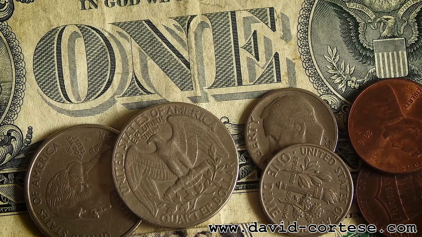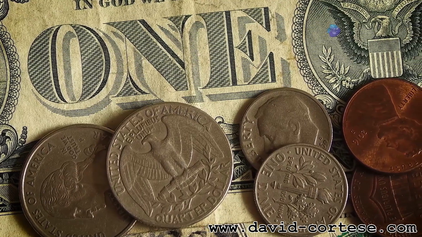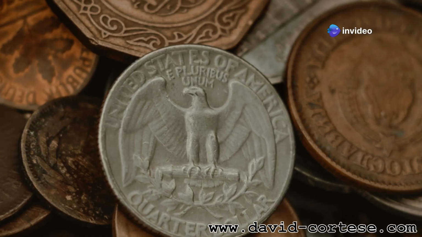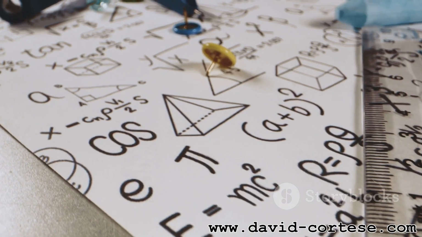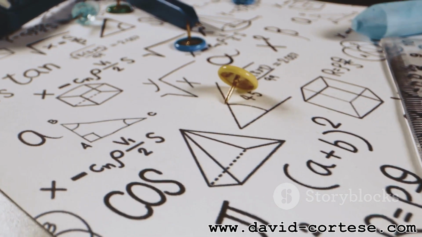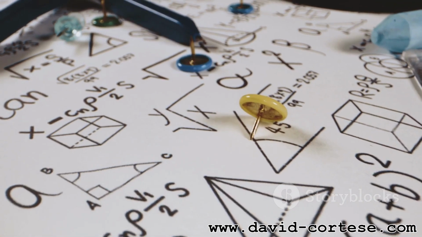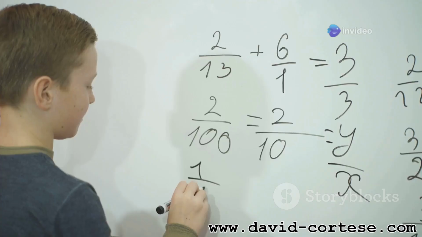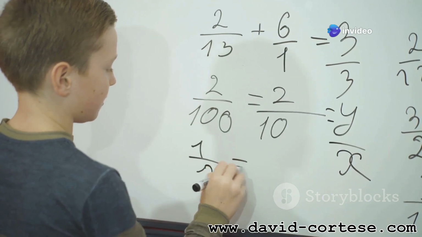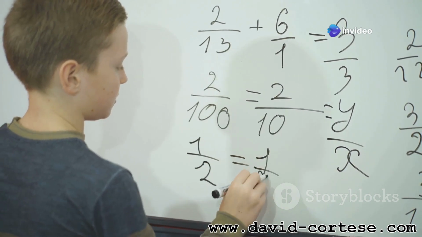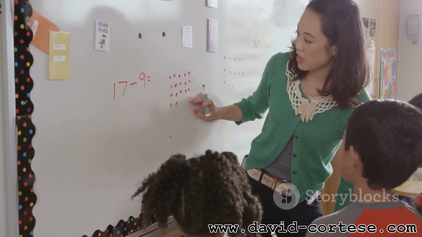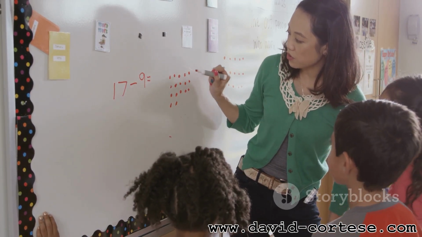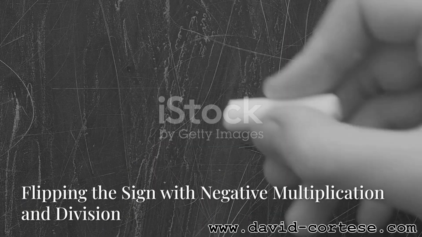Think of it like finding all the possible combinations of coins that add up to at least $1. You could have a single dollar bill, 4 quarters, 10 dimes, or countless other combinations. Similarly, solving a linear inequality involves finding all the values of the variable that make the inequality true. The goal is to isolate the variable on one side of the inequality symbol, just like we do with equations. However, we need to be mindful of a special rule when dealing with multiplication or division by negative numbers.